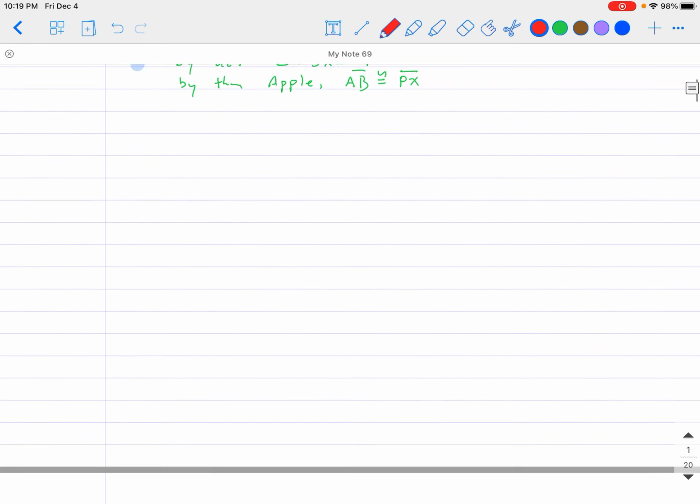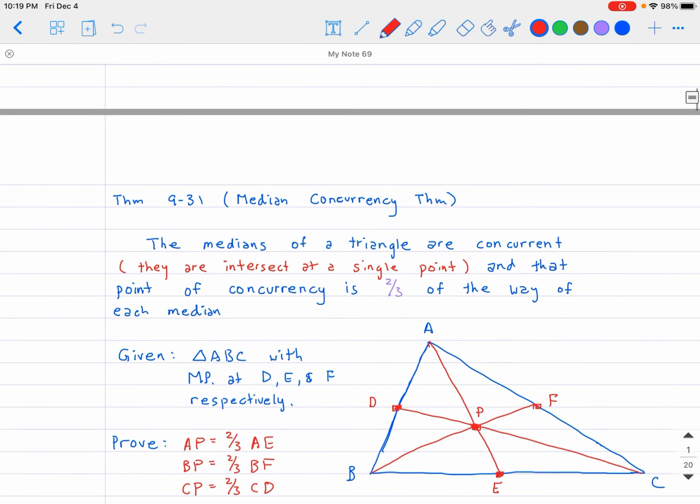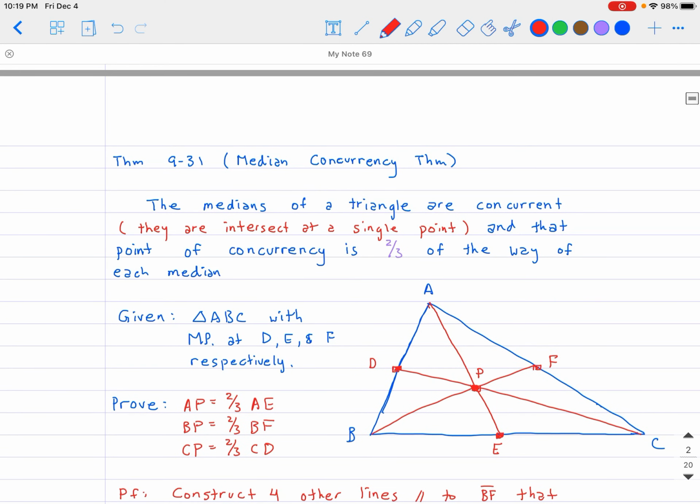Okay, now we're going to go ahead and move into the last section, which is going to utilize that previous theorem right here.